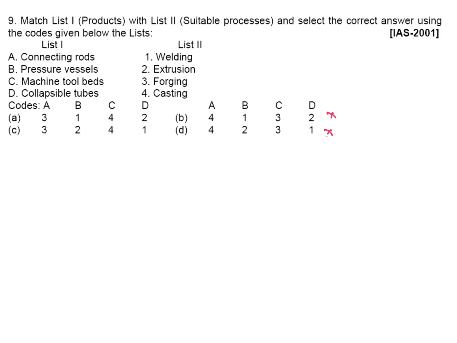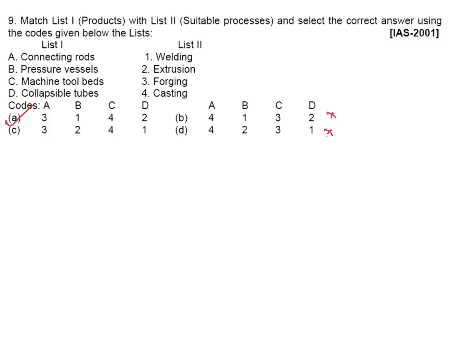And then machine tool beds, it's casting, collapsible tubes, extrusion. So from option A with 3, B with 1, A is our answer. C with 4, C machine tool beds, casting, collapsible tube, D it's extrusion.